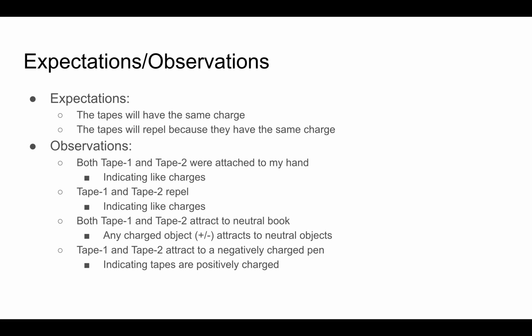Some observations: both tape 1 and 2 attracted to my hand, indicating like charges. Tape 1 and 2 repelled, again indicating like charges. And both tape 1 and 2 attracted to the neutral book, which doesn't tell you much because both positive and negative charges attract to neutral objects. And lastly, tape 1 and 2 attracted to a negatively charged pen, indicating that they're positively charged.